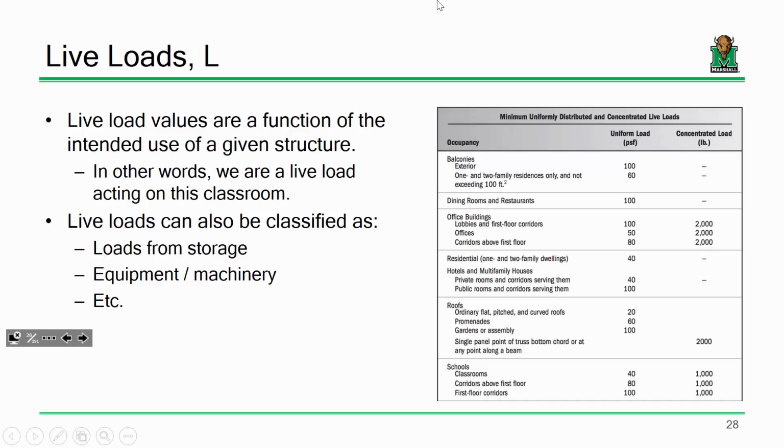So a little bit more at home for us. If we look at schools, classrooms are designed for 40 pounds per square foot. Corridors above the first floor would be 80 pounds per square foot, and then the hallways on the first floor would be 100 pounds per square foot. Now, here's the problem with that. That's great, but I have a hard time thinking about what that means. I don't know what 40 pounds per square foot means in terms of people.